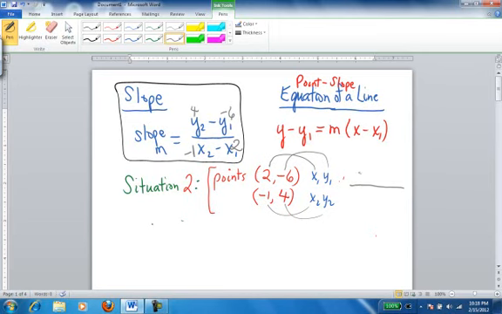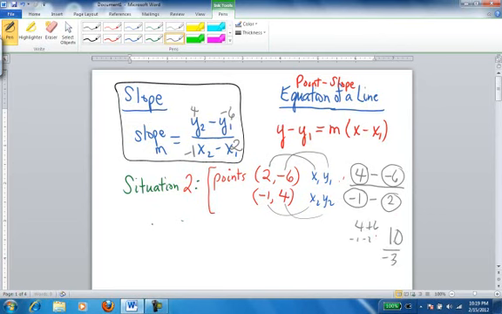y2 is equal to 4. y1 is negative 6. I've got a subtract symbol between them. x2, the second x, is negative 1. And the first x is plain old 2. Rewind this if it's confusing you, and just do the math right here. 4 subtract negative 6 is going to be 4 plus 6, which will be 10. And minus 1 minus 2 is going to be minus 3.